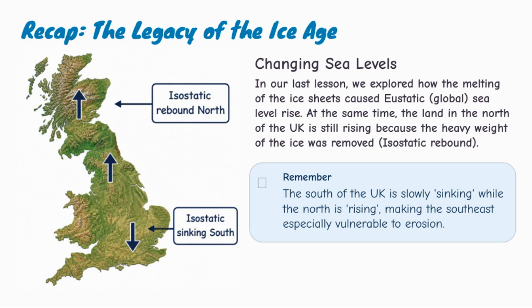At the same time, the land itself was also changing. In northern Britain, the weight of the ice sheets pushed the land down. After the ice melted, the weight was removed, and the land began to rise again. This is called isostatic rebound or isostatic recovery. Today, the north of the UK is still rising, while the south of the UK is slowly sinking relative to sea level. This makes the southeast of England especially vulnerable to coastal flooding and erosion. So when we manage the coast, we need to think about both sea level rise and land movement.